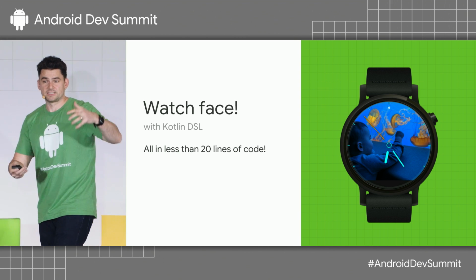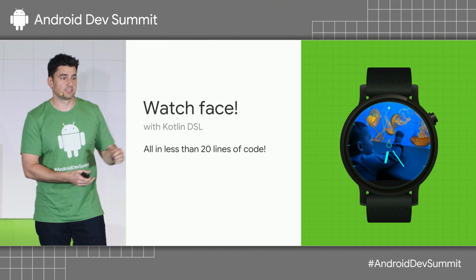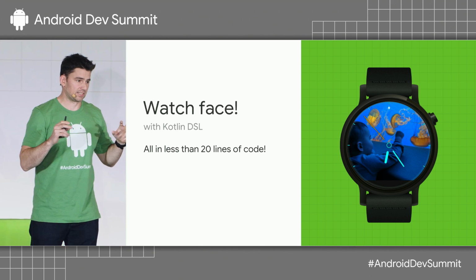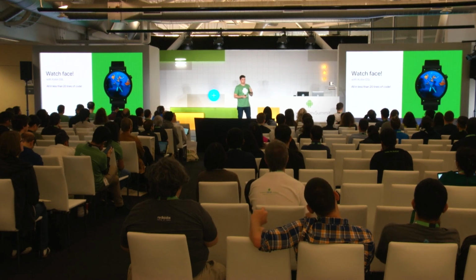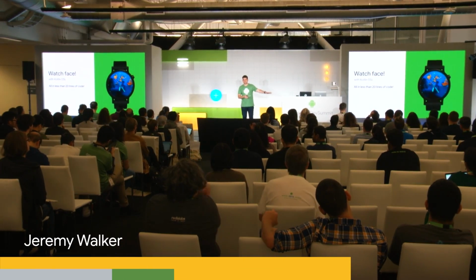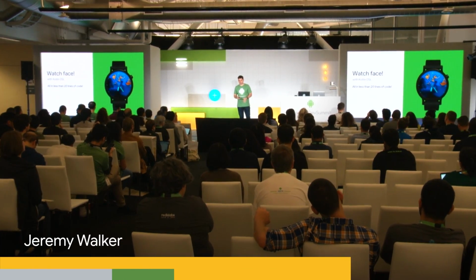Now, the 600 lines, they didn't all go away. I put them in a helper class and combined it with the more important class that interprets this DSL. But if you're making a watch face, you only need to know about the DSL.